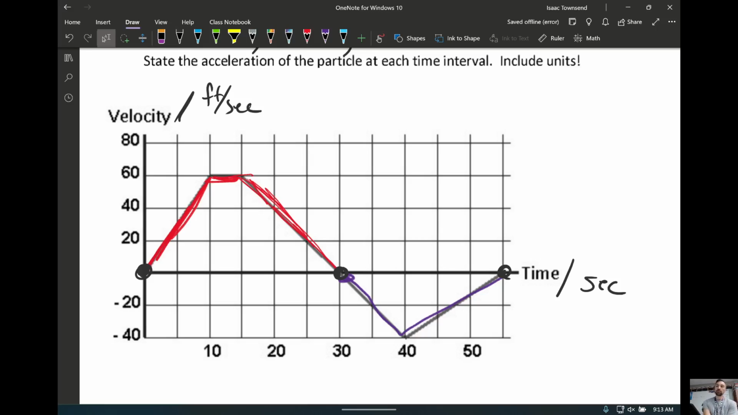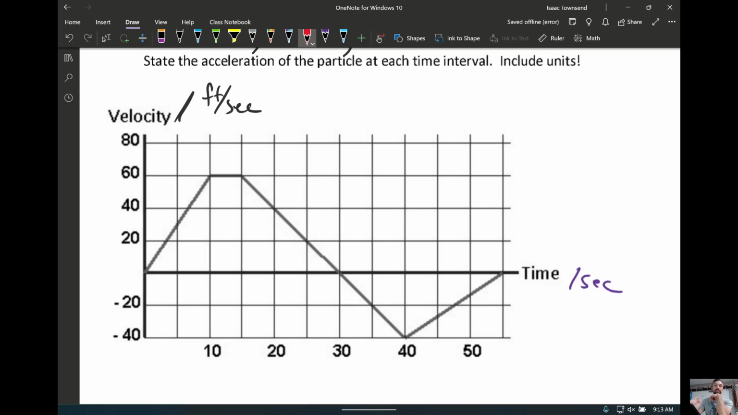Before we can move on from this one, I want to know the acceleration of this particle for each little interval that it's changing. How am I supposed to know anything about acceleration when they told me something about velocity? Okay, so how do acceleration and velocity compare? Acceleration's the derivative. So if I could take the derivative of velocity, I get information about acceleration.